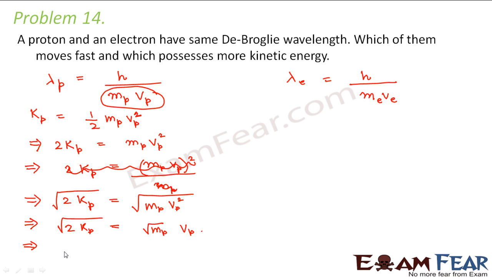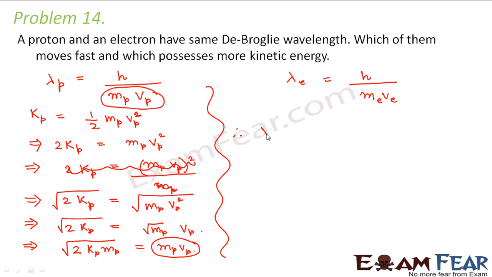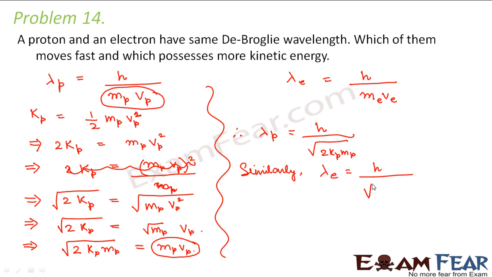Or we can multiply root over MP on both sides. So we get root over 2 KP MP is equal to MP VP. So now we have got the value for MP VP. Therefore, we can say lambda P is equal to H divided by root over 2 KP MP. Right? Similarly, we can do it for electron and we get lambda E is equal to H divided by root over 2 KE ME.